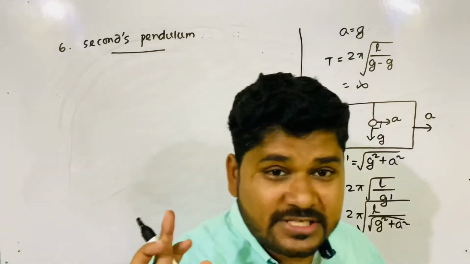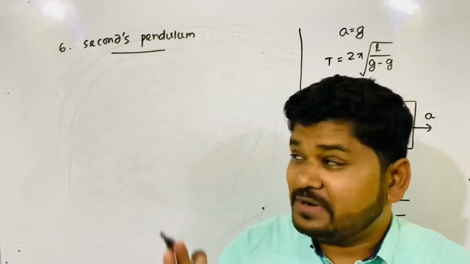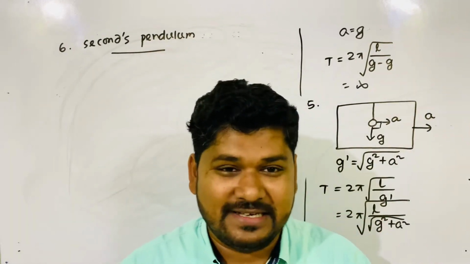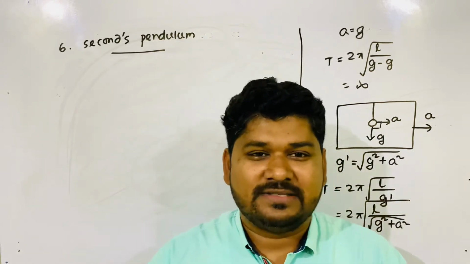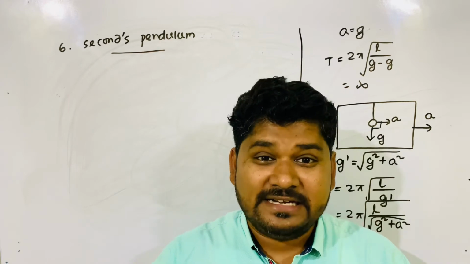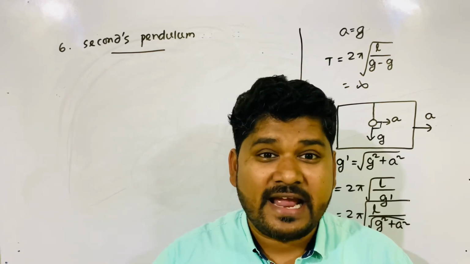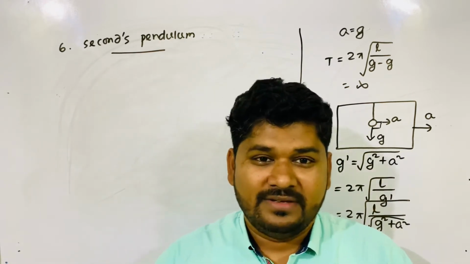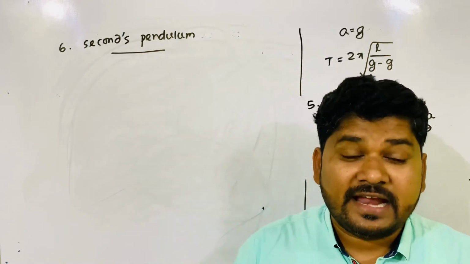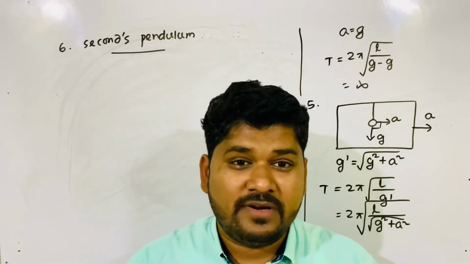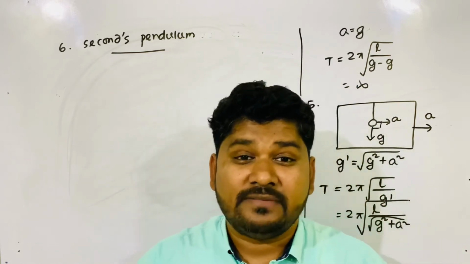This one we should have discussed in point number 1, but we have brought it in point number 6 by mistake. Why? Because this is more important. Between all points, the seconds pendulum, named after the great man, the scientist Second. After his name, the unit of time is given, second. What is the time period of this seconds pendulum?